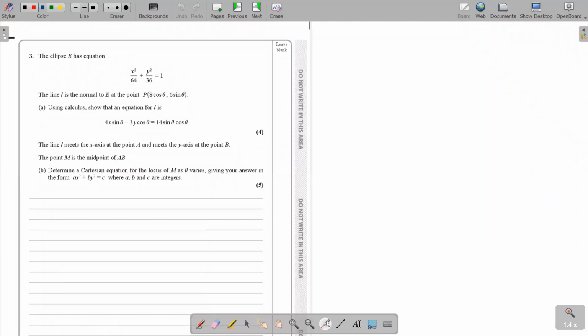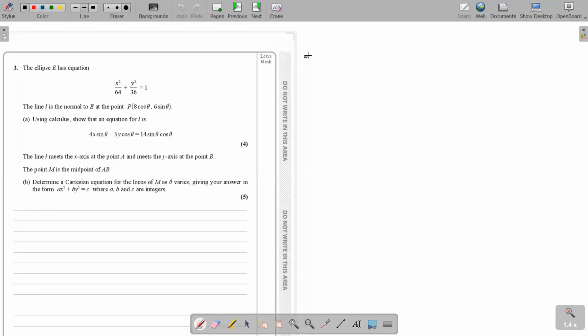Question number 3. The ellipse E has equation x square over 64 plus y square over 36 equals 1. The line L is the normal to the ellipse at the point P equal 8 cos theta, 6 sin theta. Using calculus, show that an equation for L is this. So how do we show that? First thing is to get the gradient, right?